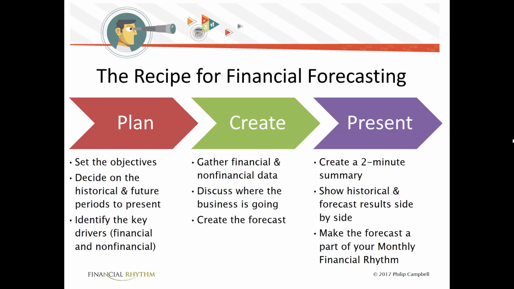Then whenever we do present the numbers, we put them in the context of historical. So it's like actual by month, and then forecast. You'd be amazed at the kind of insight and information you get about trends up and down the profitability section and cash flow when you look at historicals and forecasts together.